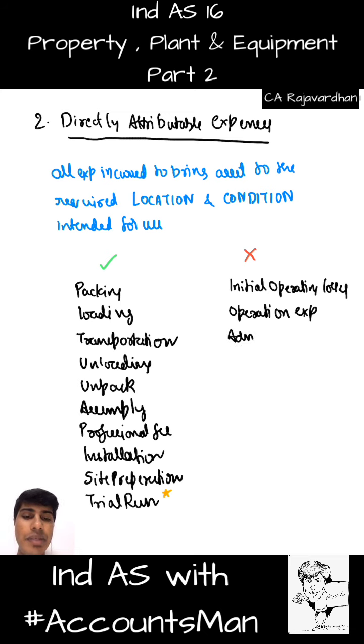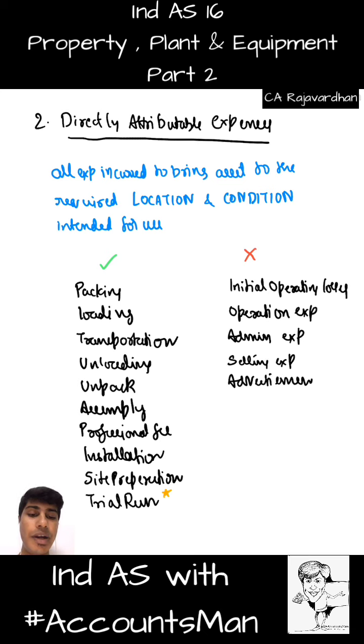Then normal administrative expenses. Whenever you use this asset, you might be starting a new channel of production or a new product line. So you might do a lot of selling expense, a lot of advertisement expense, a lot of distribution or marketing for that new channel of production or new product. All this is not included.